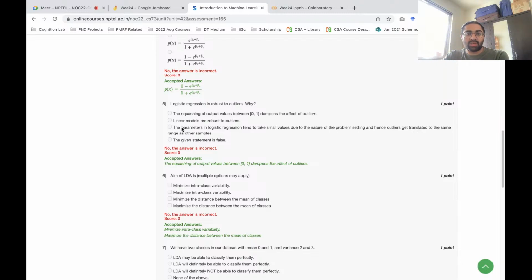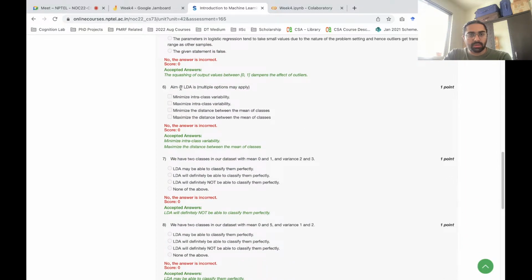Then, the parameters in logistic regression tend to take small values due to the nature of the problem setting. So this is not right, because we don't put any extra constraints over the parameters that the function can take in this particular problem space, right? So this is the idea, right?